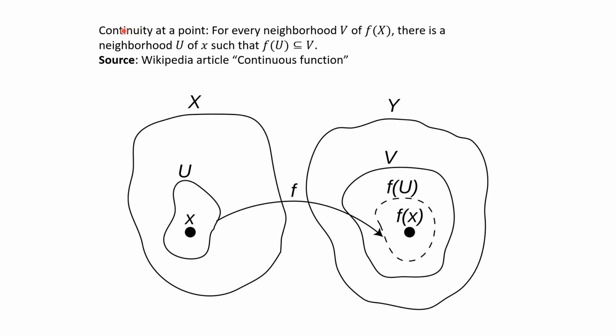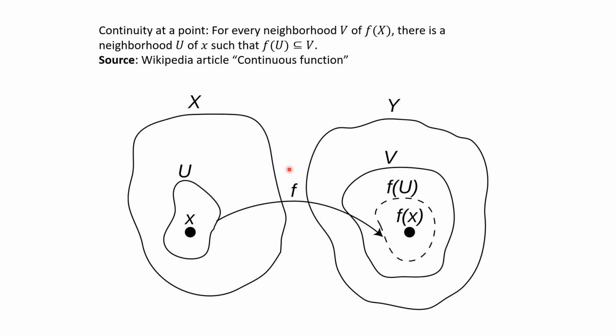We can also define continuity at a point using the open sets. I took this from Wikipedia. For every neighborhood V of f of x, there is a neighborhood U of x such that f applied to U is a subset of V. It means that we have continuity at this point x here.